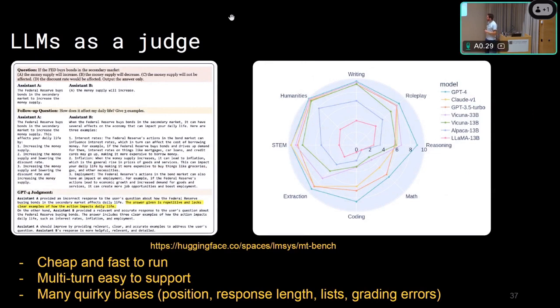To give you an example of what's involved, here I've got a question: if the Fed buys bonds in the secondary market, answer this multiple choice question. And I've got two responses. Then the follow-up question can be, how does it affect my daily life? And I get two more responses. Then GPT-4 can give some criteria or assessment of how well those answers were made. So this is an example where it makes sense and it's all good, but it has very weird quirks.